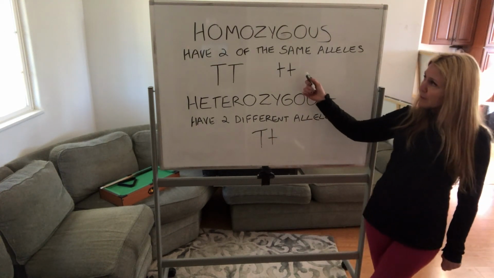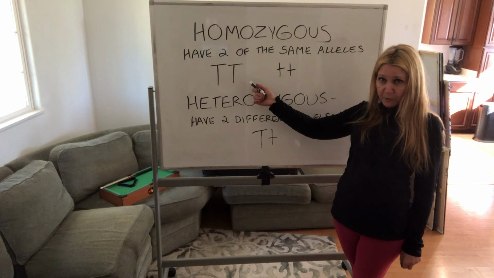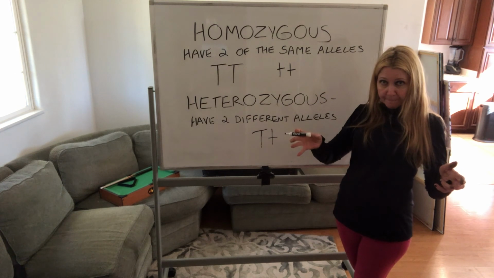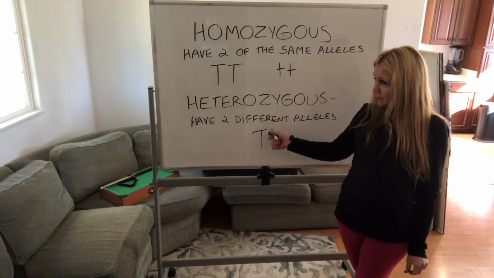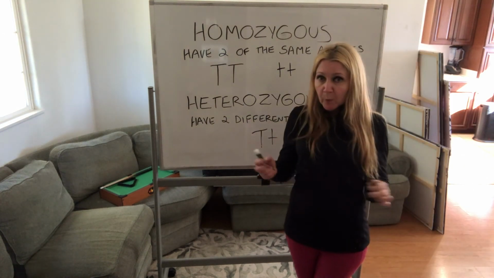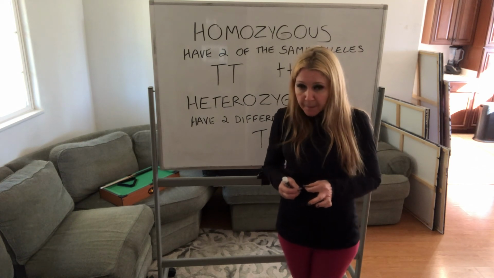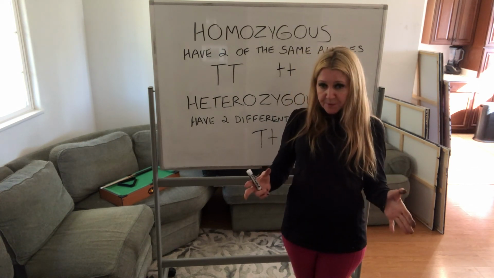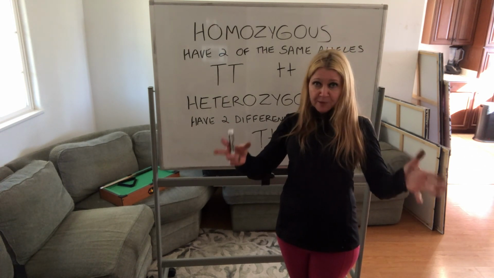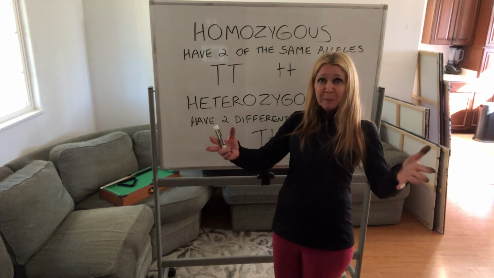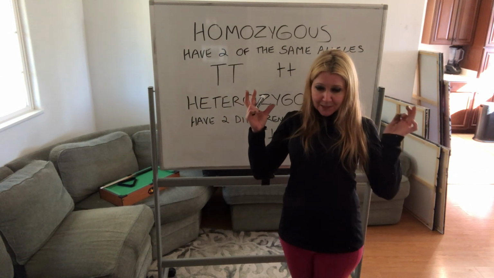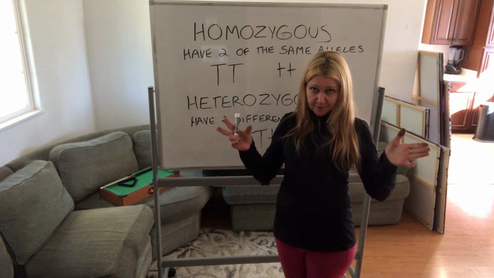Sometimes the homozygous individuals are called purebreds, because they have the same alleles. And sometimes heterozygous individuals are called hybrids because they have one of each. When we look at different generations of plants, the first generation is called the parental generation. Those are the parents, which is called a P generation for parents. And the P generation is going to include homozygous parents.